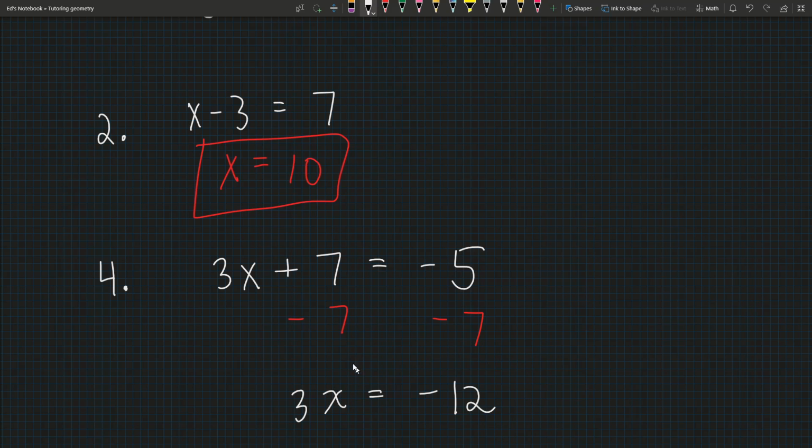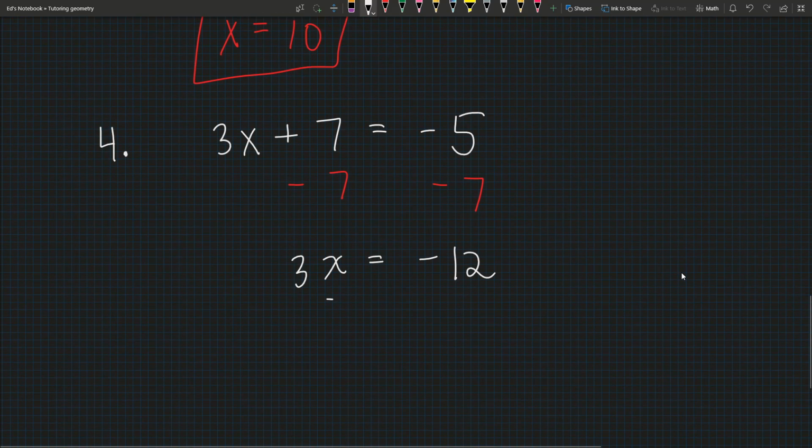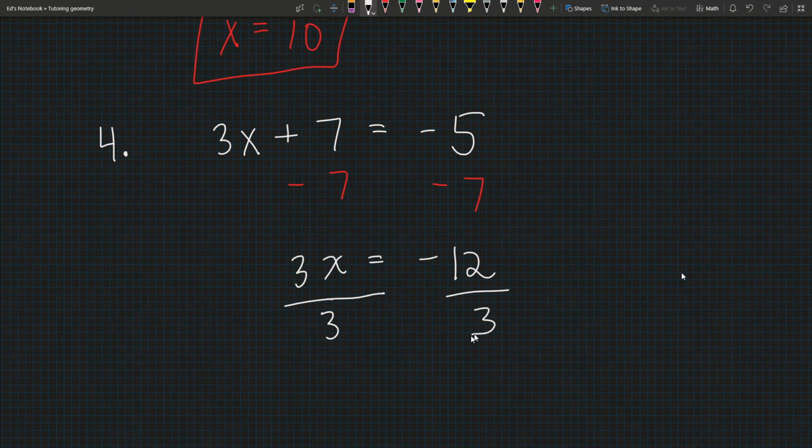And then I divide because I'm going to use the inverse of multiplication. 3x, whenever you see a number next to a variable, that is being multiplied. 3x equals negative 12. I'm going to scroll down a little bit. Divide by 3 here. Use the inverse. Divide by 3. You'll get x equals negative 4. And box our answer.